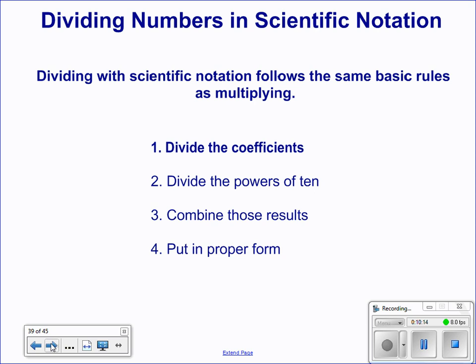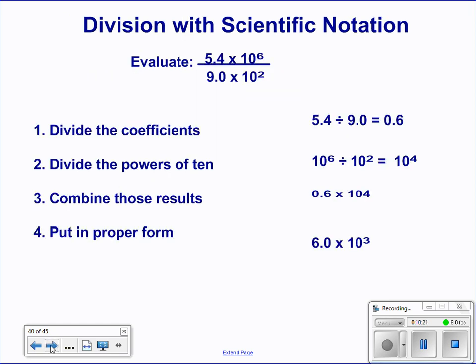Dividing is exactly the same as multiplying, except we're going to divide the coefficients and divide the powers. Everything else is exactly the same. You can look at this example here. I take the two numbers and divide them, and I get 0.6. I take the powers of 10 and divide them. Remember when I divide, it's 6 minus 2. I subtract the exponents instead of add. I get 10 to the fourth power.